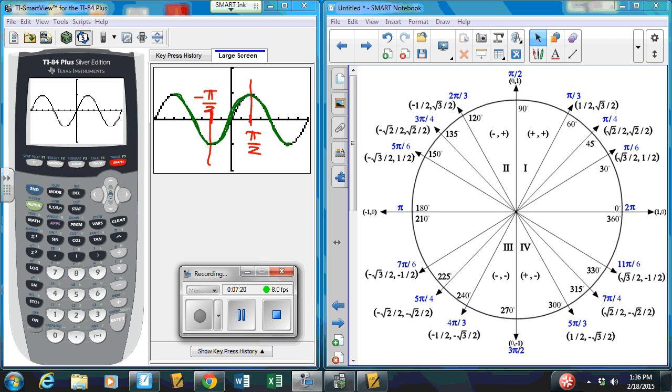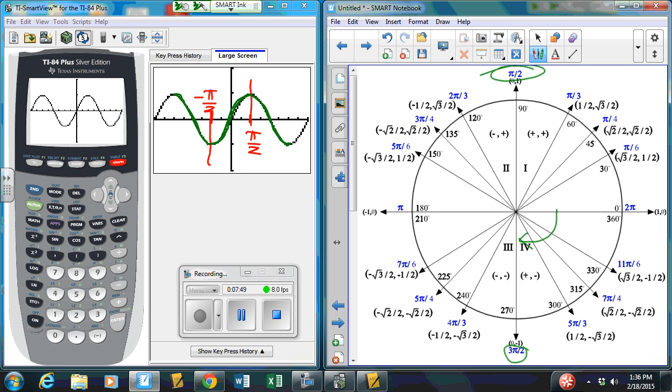If I restrict the domain between negative pi halves and positive pi halves, you'll notice, where's pi halves? It's right up to the top, right up here. And where's negative pi halves? Down at the bottom. It says 3 pi halves down here, but we have to go backwards to get to negative pi halves. So we have to turn in a clockwise direction, and that's the negative angles.